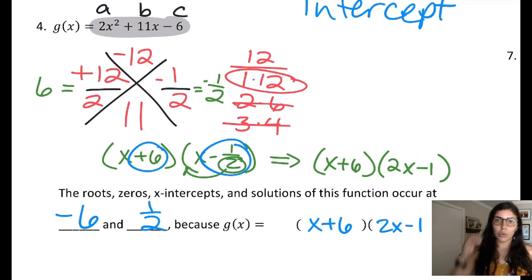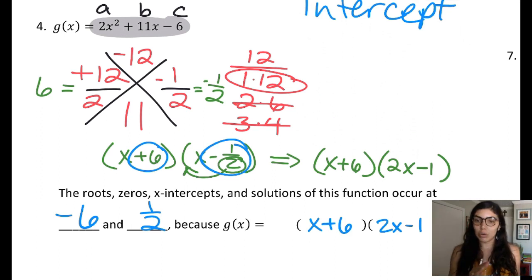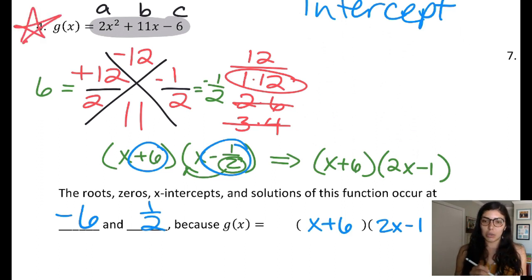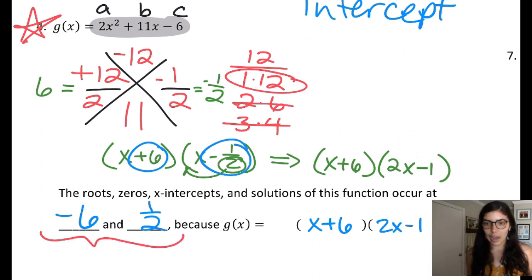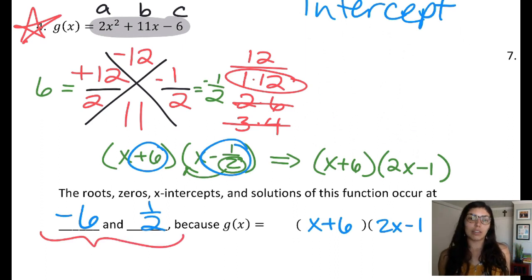If you were not sure about how to check your work, if you remember back to the last video, I told you that you can throw these equations from the beginning into Desmos or any other graphing software and watch it graph. This graph should cross the x-axis at -6 and at 1/2 because our roots, zeros, x-intercepts, and solutions are all the same.